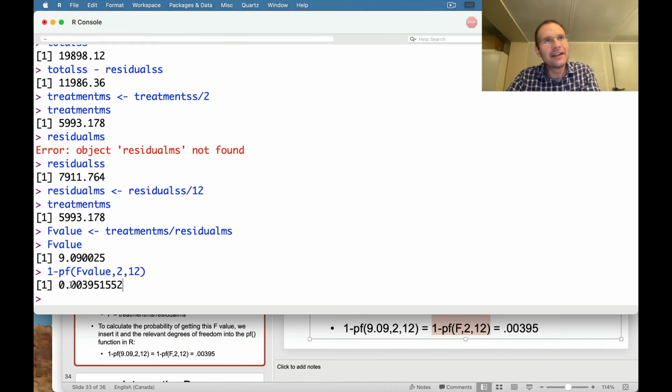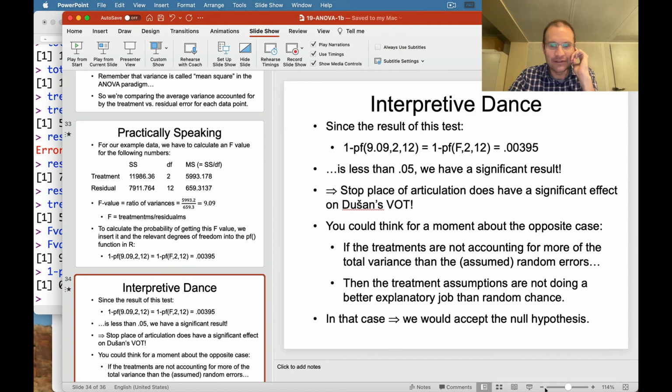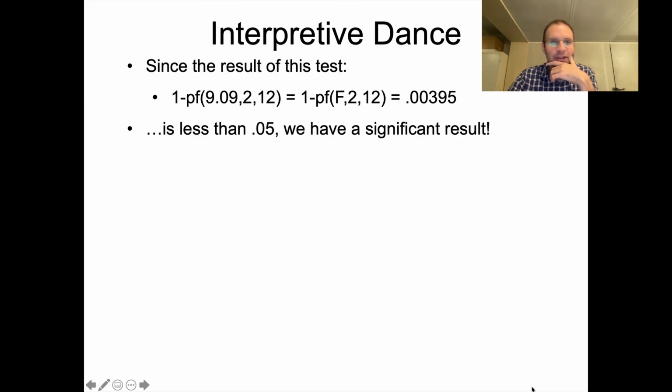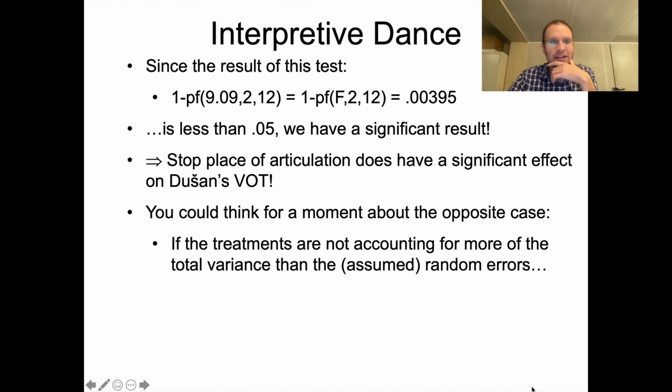That means that adding the factor of place of articulation as a predictor for how much VOT you get in Duchamp stops does better than random chance, basically. So we have to discard that model where the mean values for the different places of articulation are all equal to each other, and say, nope, we should be expecting different values of VOT depending on our place of articulation. That's what a significant value means in this particular case. This walks you through that as well here. So stop place of articulation does have a significant effect on Duchamp's VOT.